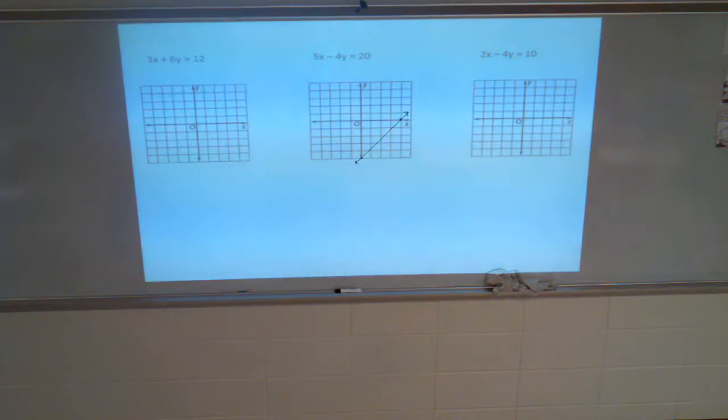Remember, what we are actually doing is we are graphing that line using the x and y intercepts.